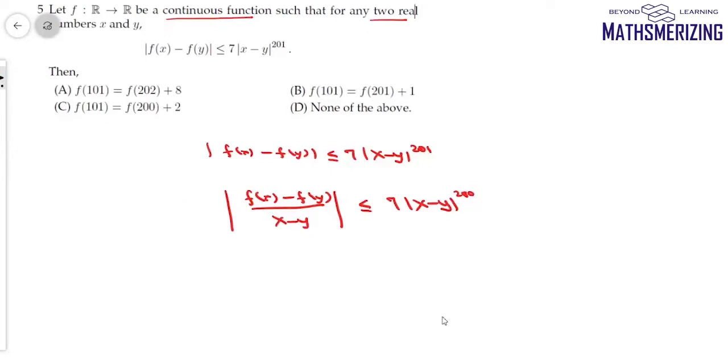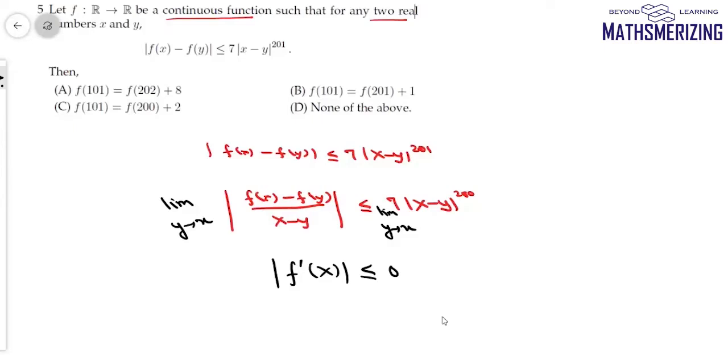Now what I'll also do is take this limit, y tends to x. So if I take this limit y tends to x, then this left hand side is simply mod of f dash x, and it is less than or equal to, now x minus x is simply 0. So that is the condition that I'm getting.